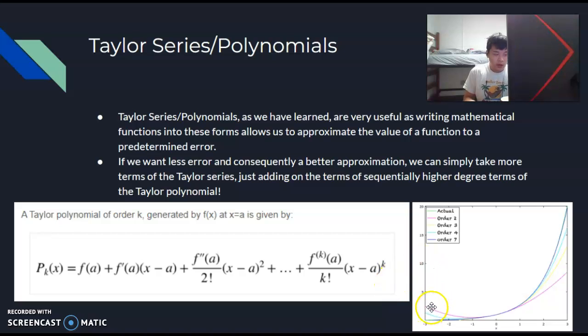And here's a graph that shows the actual function as the green line, which is kind of hidden under the blue one. As the order increases, we can see that each line gets closer. You start with order 2 down here, order 3 down here, order 4 up here, but it gets closer. And order 7 by then is very, very close to our actual equation.